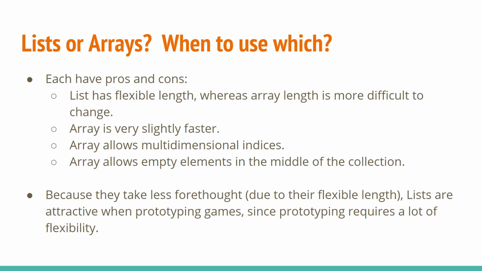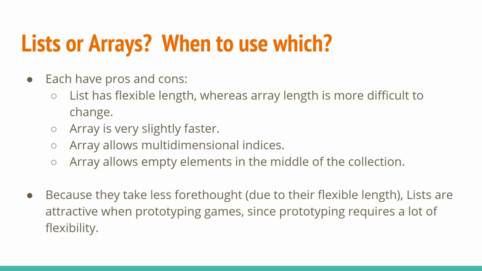Whereas with big long lists, it may take extra time to get to things further out in the list, potentially, depending on implementation. These days, that probably doesn't factor in as much as it used to. Arrays allow for multi-dimensional indices. Arrays allow empty elements in the middle of a collection. That's one interesting part, because of the fixed size.